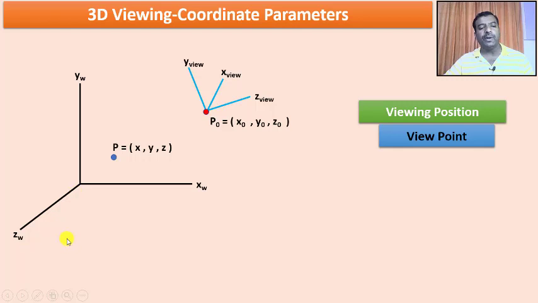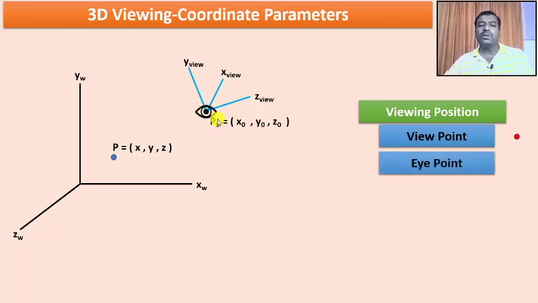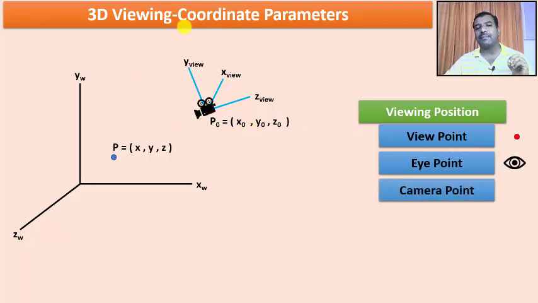XW, YW and ZW. This is where you define the object and this is where you perceive the object. Fine. So now this viewpoint is also called the eye point. That is the view from where we start, the point where we start viewing the object. Hence this can also be called the eye point, or even the camera point, because the camera is the one which is going to view, the camera is the one we need to position, orient and so on. Hence we can even call this the camera point.